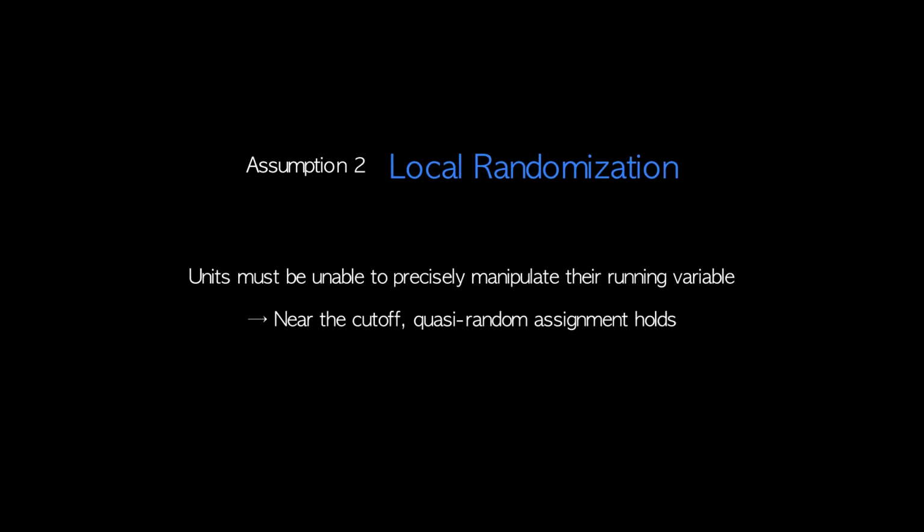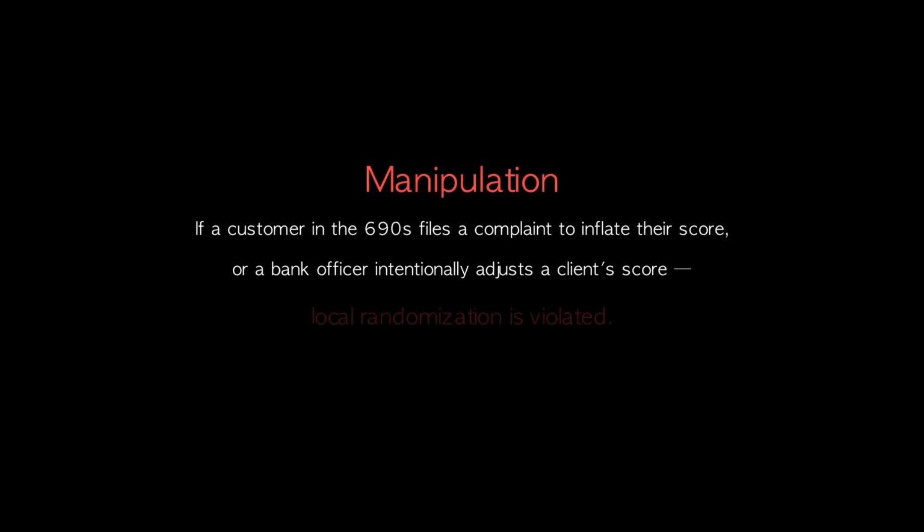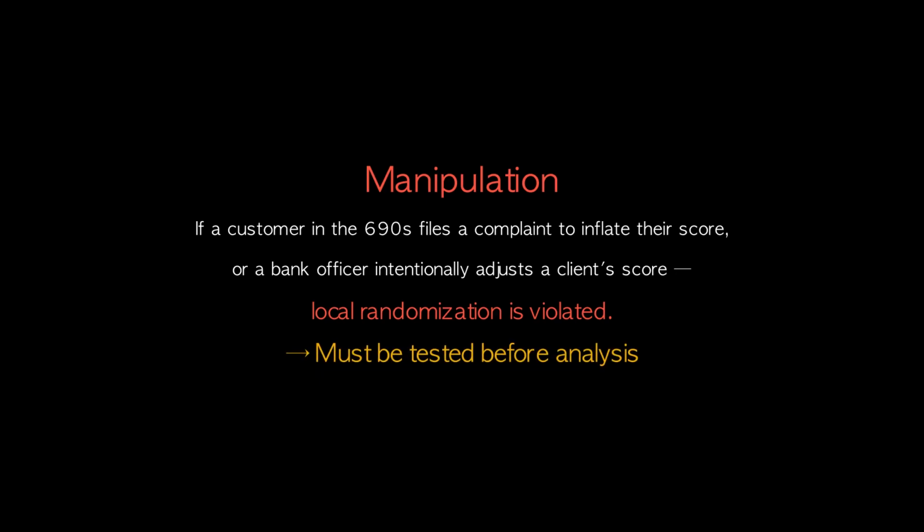The second assumption is local randomization. This means units must be unable to precisely manipulate their running variable value. For example, if a customer with a score in the 690s files a complaint with the financial regulator to force their score above 700, or if a bank officer intentionally adjusts a client's score, local randomization is violated. This is called manipulation, and it must be tested before any RDD analysis.